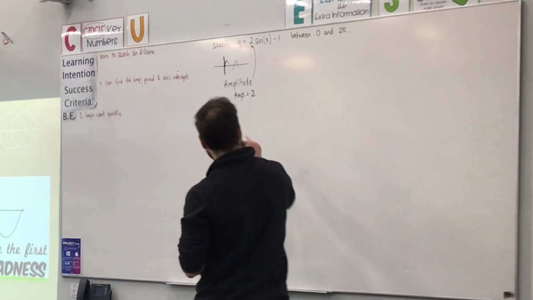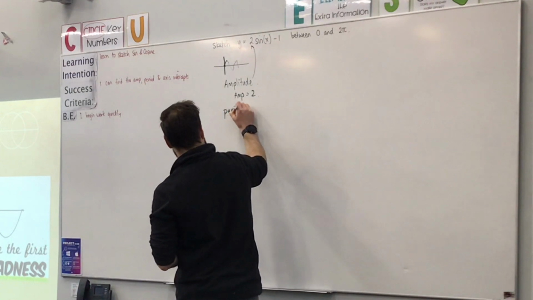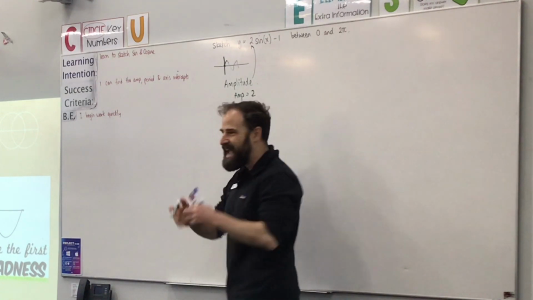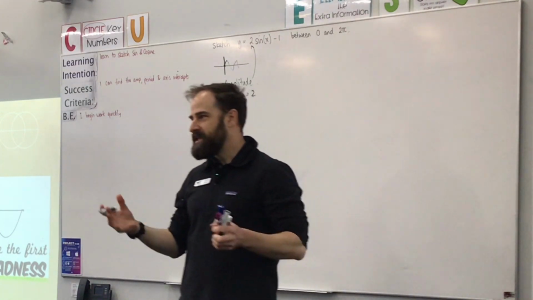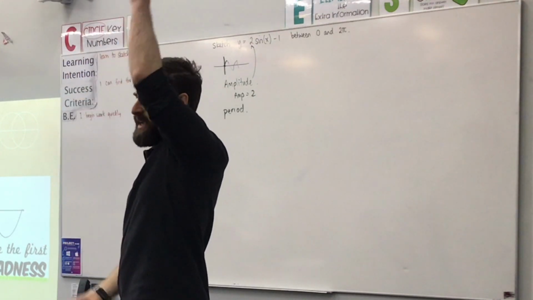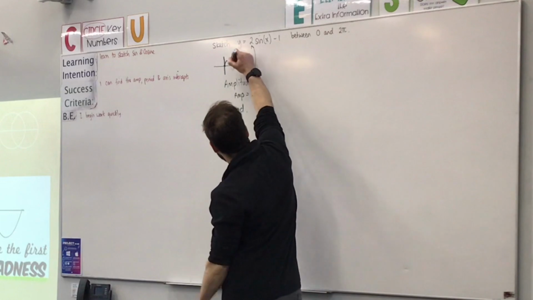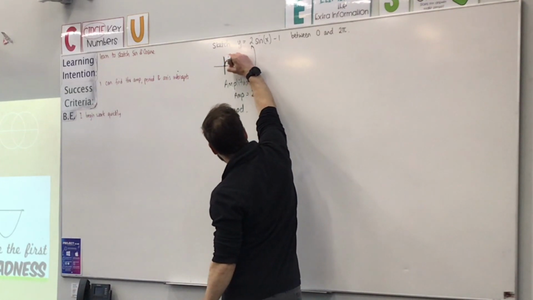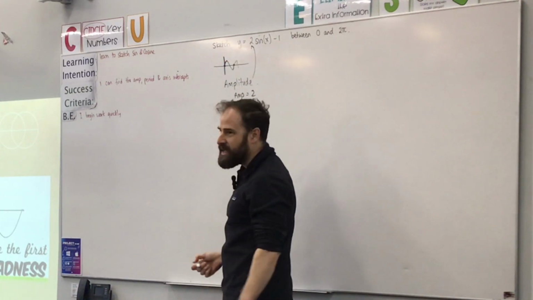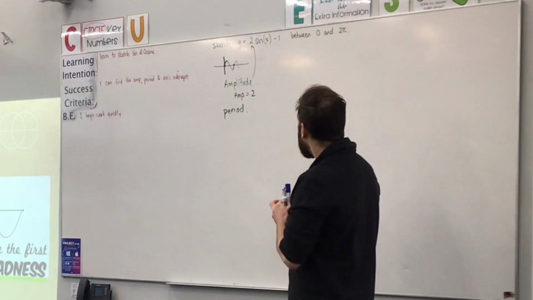Second thing I look at is the period. So the period is how often the wave repeats itself. So the amplitude, how big is the wave, period, how often before the wave repeats itself. So the wave's going to repeat itself when I get back to this point here. And there's a formula for the period.